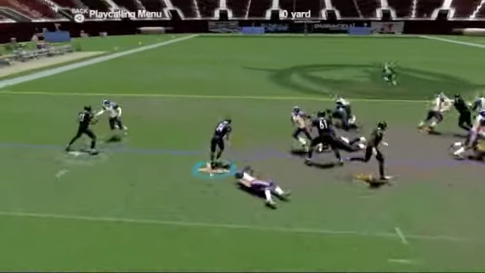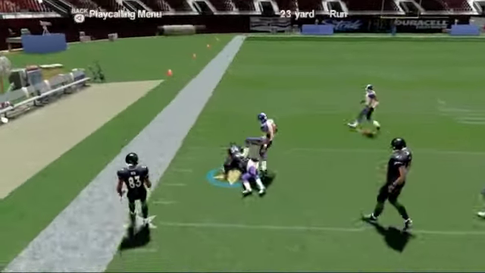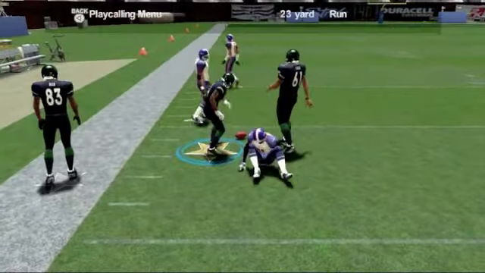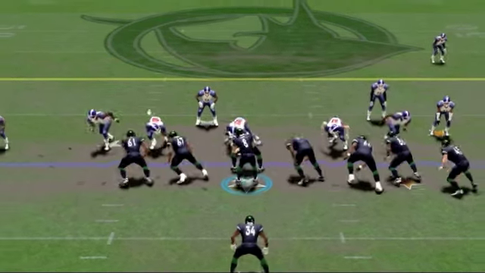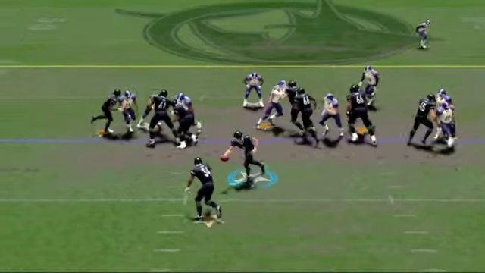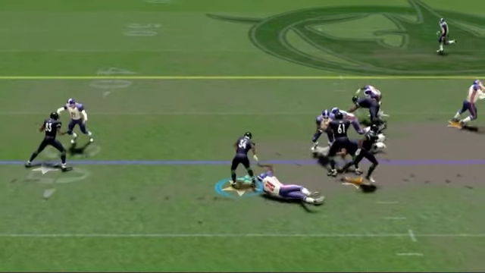Now, this one, get outside and break the tackle. Now, this one is more of an outside zone rather than a weak zone bounce. This is a weak outside zone. But ideally, you can see here, I could have cut inside, but I chose to stay outside.